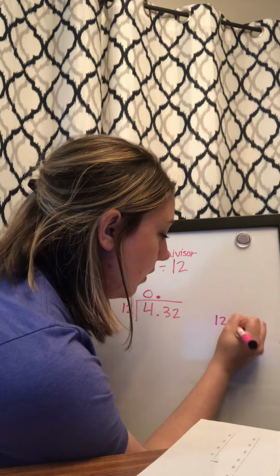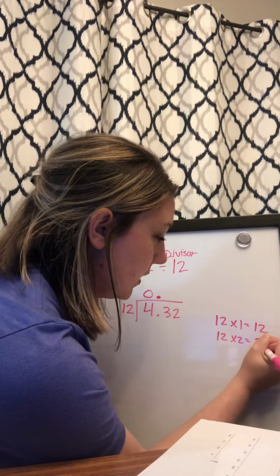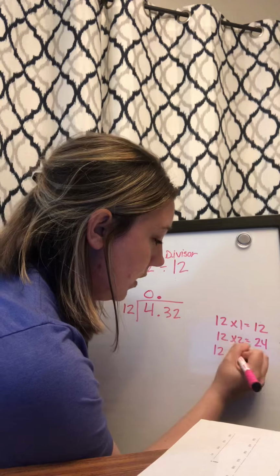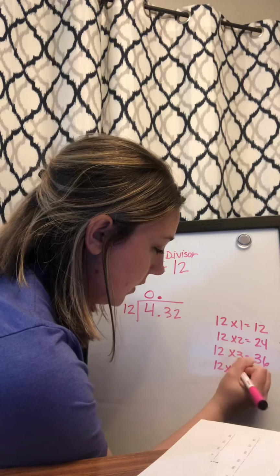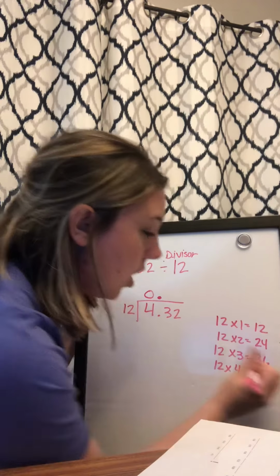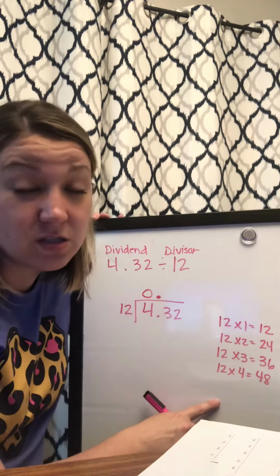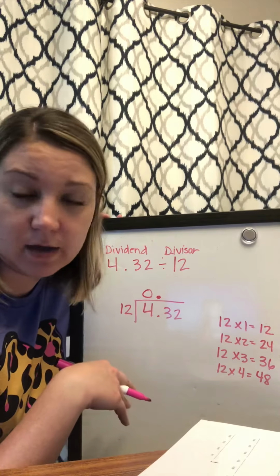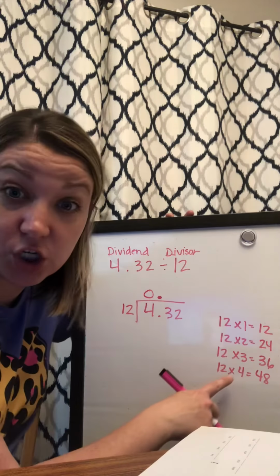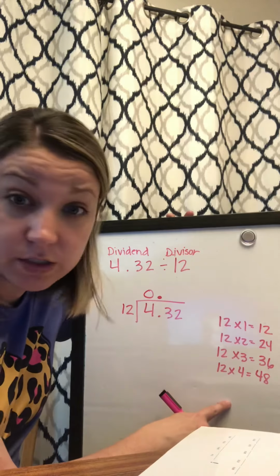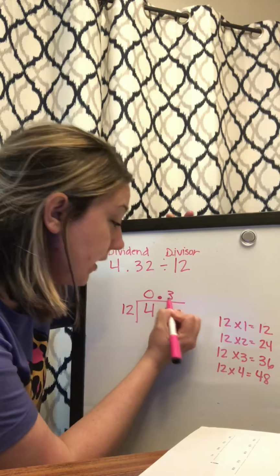Okay, so 12 times 1 is 12. 12 times 2 is 24. 12 times 3 is 36. 12 times 4 is 48. Now I know that I'm trying to see how many times it can go into 43, so I'm going to go ahead and stop there. I'm not going to keep writing all of my math facts for 12s, okay? So this shows me that 12 cannot go into 43 4 times. That's too many, right?